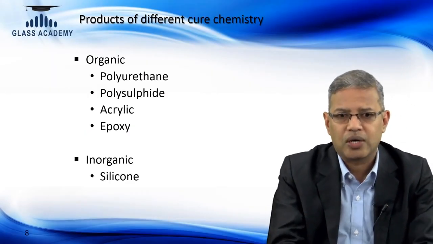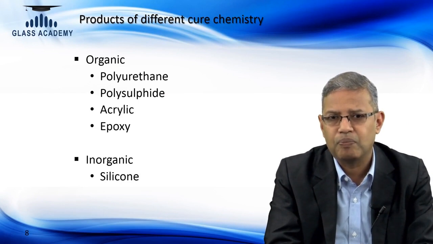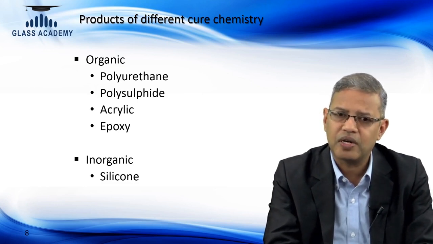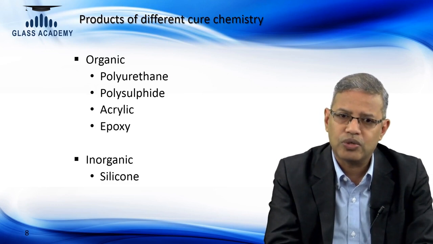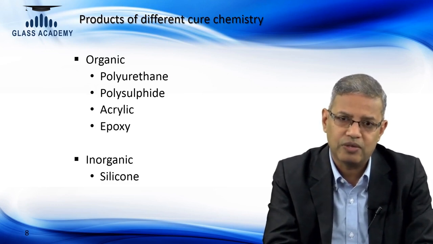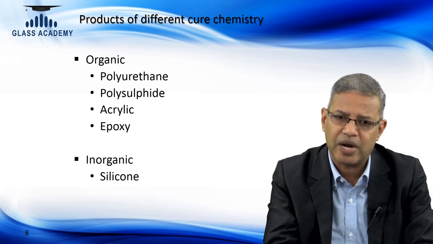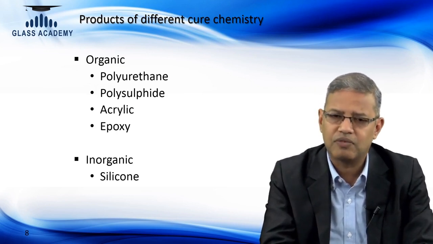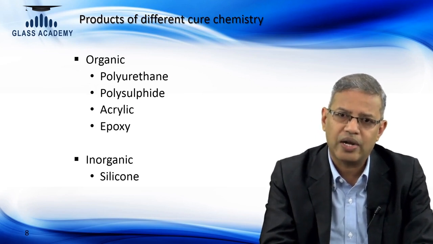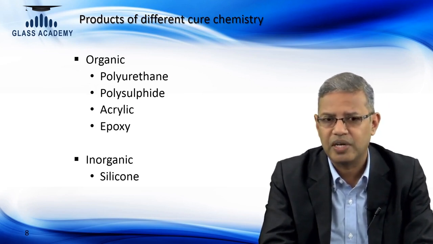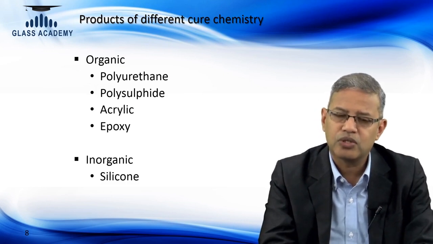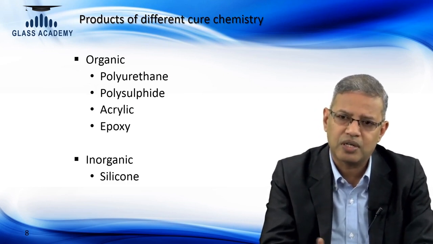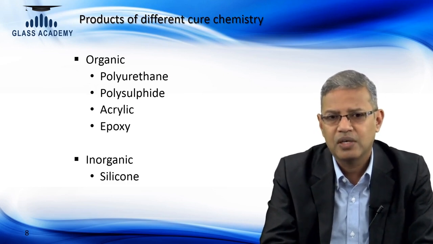So if I tell you about organic in terms of chemistry, the products used for adhesive applications are generally polyurethane, polysulfide, acrylic or epoxy. If you know the chemistry, you can relate them to the brands available in the market. Just to quote so that you get a feel of the chemistry, we all know Araldite, because that's one of the powerful brands available in retail. That's an epoxy.